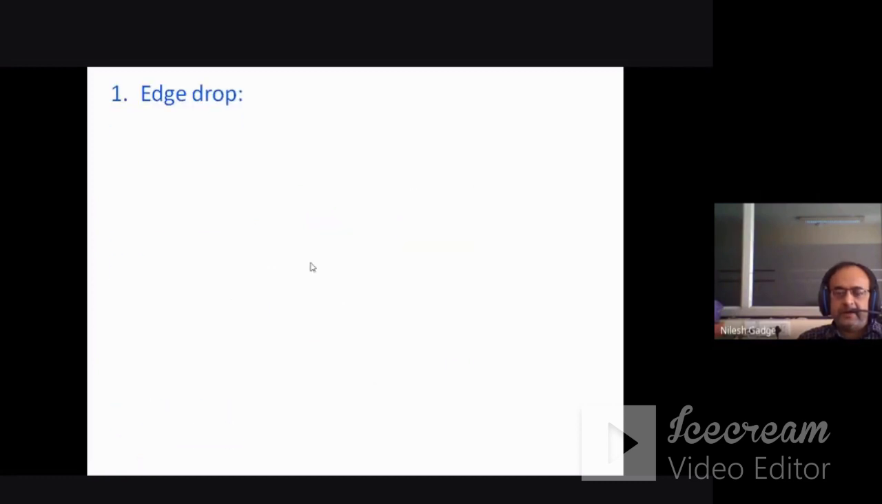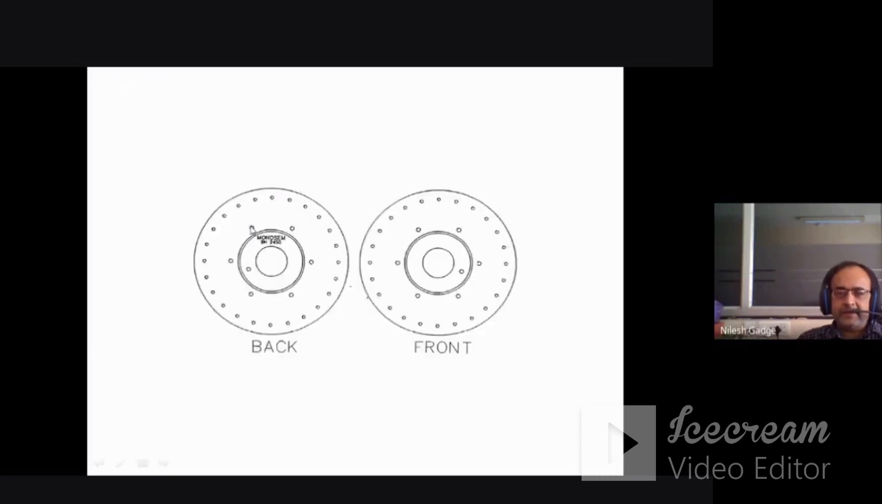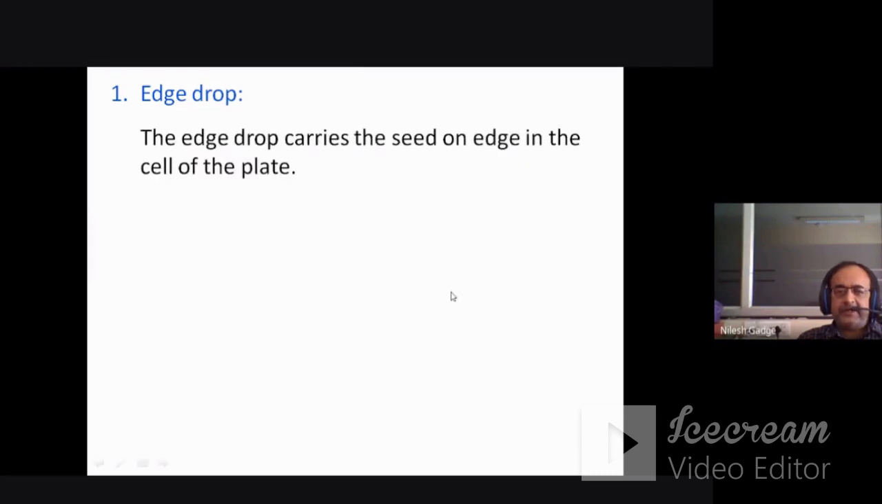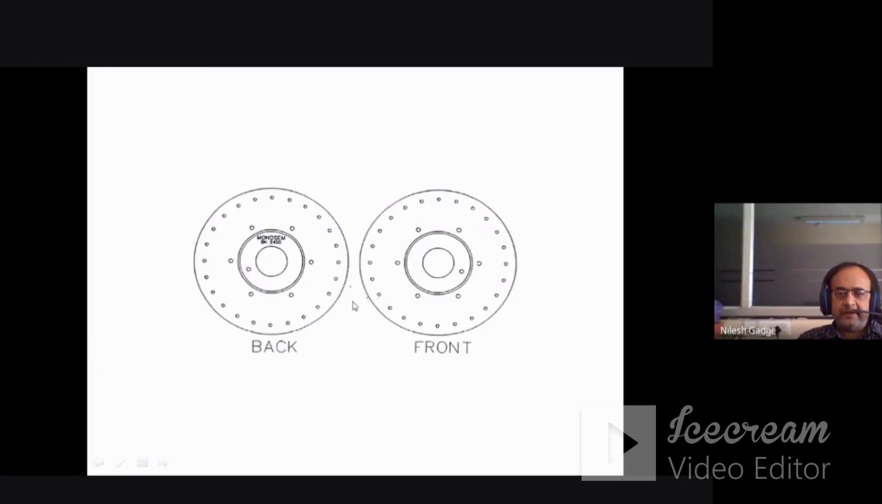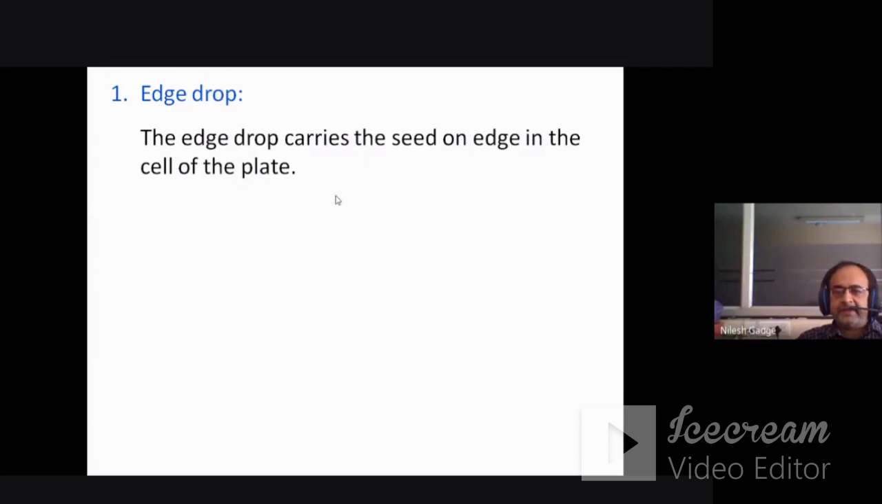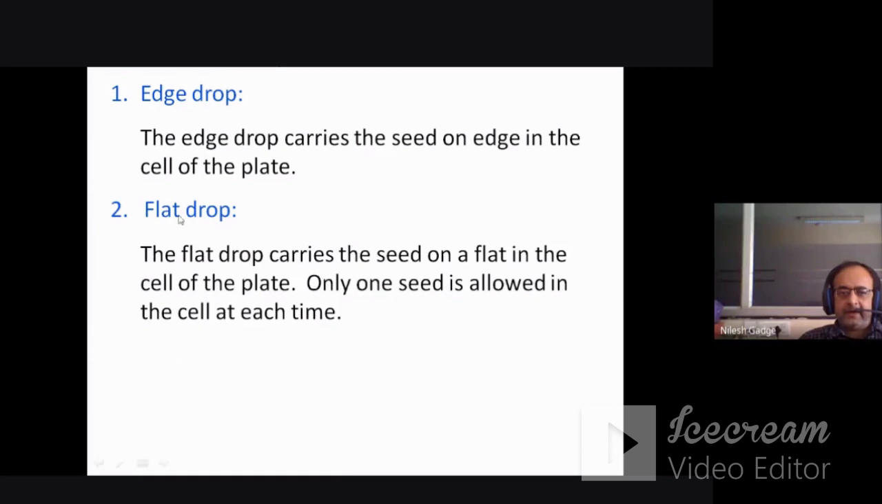So first, the edge drop. This is the edge drop mechanism. The edge drop carries the seeds on the edges of the cells of the plate, on the periphery or the edges of the disc. Flat drop carries the seed on a flat in the cell of the plate. It is not much different. Only one seed is allowed in the cell at each time.